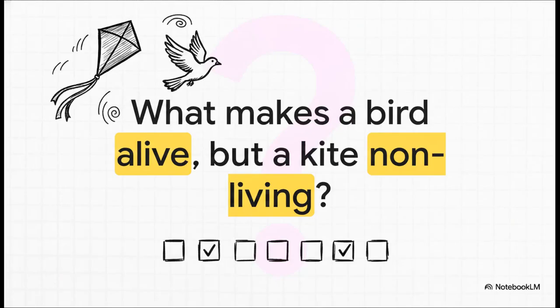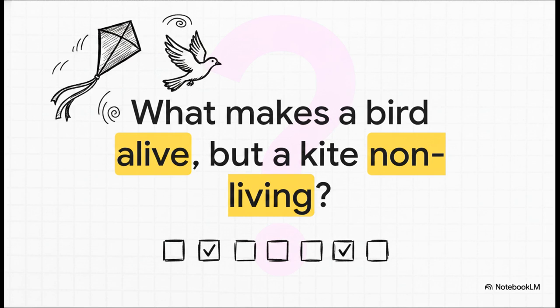So, I want you to think about this for a second. Imagine a paper kite flying high up in the sky. It's dancing in the wind, darting around, and honestly, from a distance, it looks an awful lot like a bird. So here's the question. What makes the bird alive but the kite non-living?